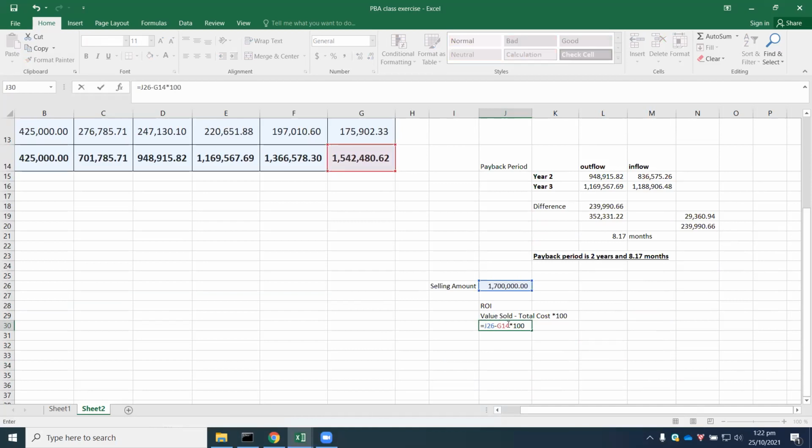Now have a look at this. You need to place this in brackets. So you have two opening brackets, close off the subtracting value, and then close off the finishing by multiplying by 100. So what do you get? Pardon me, there's one more thing missing from here. Give me a second. Divided by total costs.